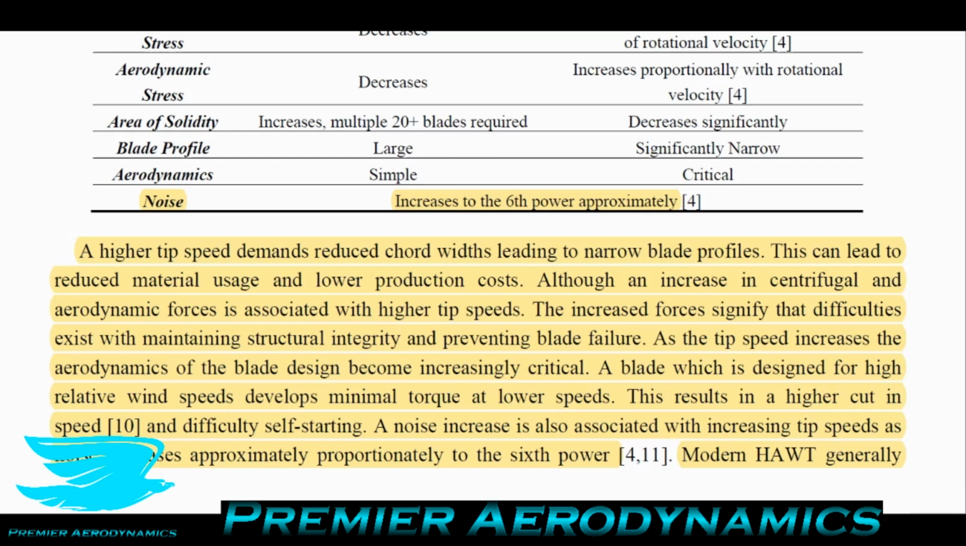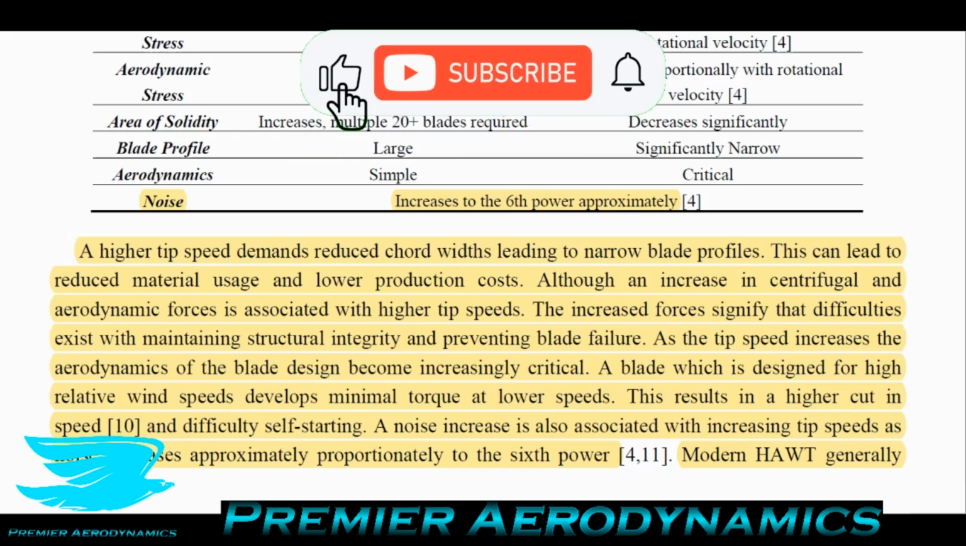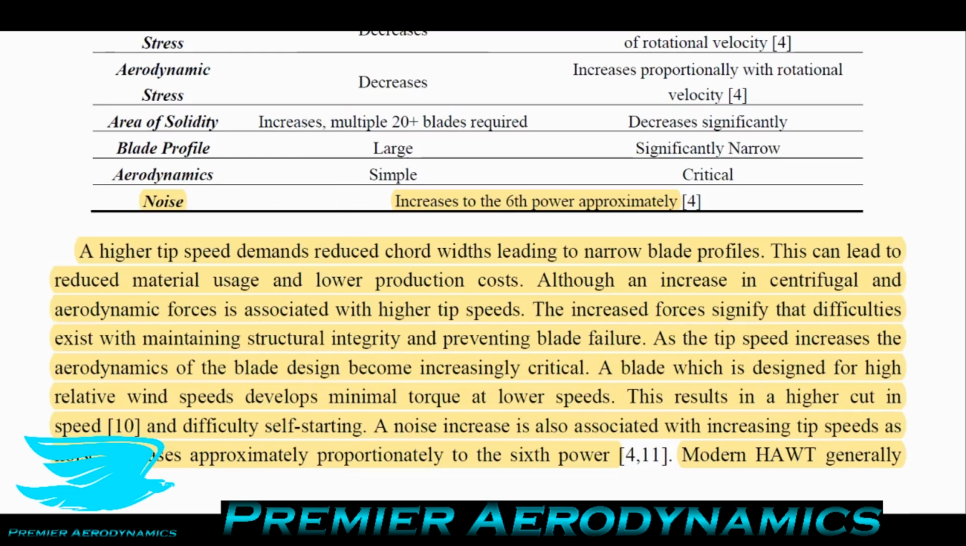As the tip speed increases, the aerodynamics of the blade design become increasingly critical. A blade which is designed for high relative wind speeds develops minimal torque at lower speeds. So that means there's a higher cut-in speed and the difficulty to self-start increases. What this means is if you design your wind turbine to operate at very high tip speed ratios, you need to have a very strong wind just to get it started.